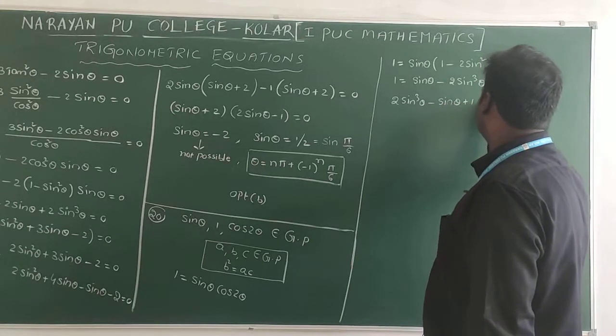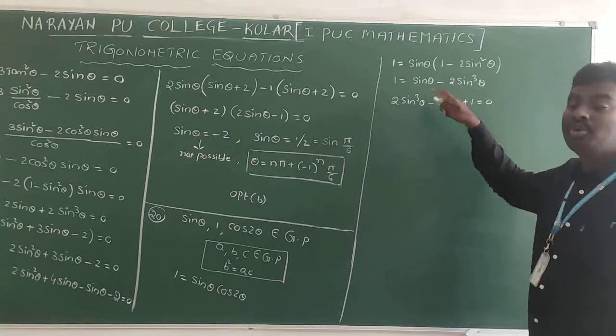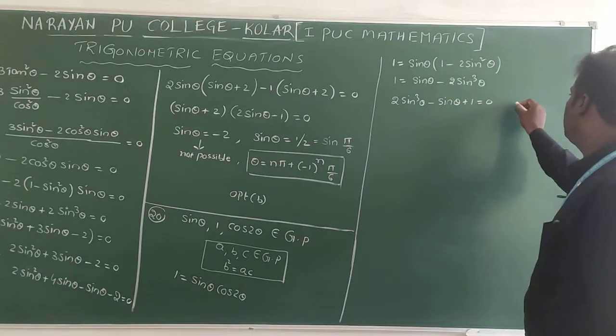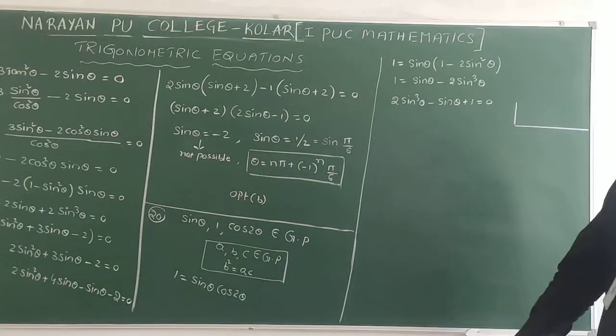Plus 1 is equal to 0. It is not a quadratic equation, it is a cubic equation. How to solve a cubic equation? In the previous class I gave one simple method, the synthetic division method.